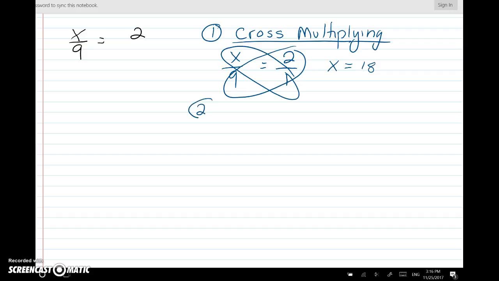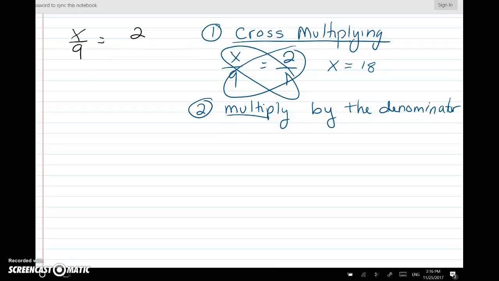The second way is to multiply by the denominator. Now, you can solve these any way you want. Either one will work. Whichever one makes the most sense to you, that's the one I want you to solve. And again, this will work for 1-step, 2-step, 12-step, all of them. Either one of these will work, as long as you remember all the steps involved.